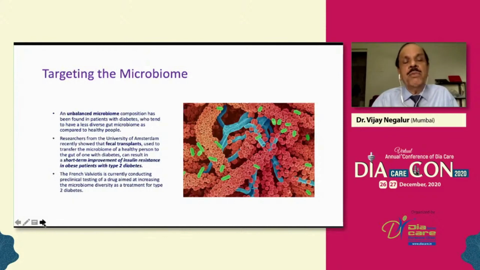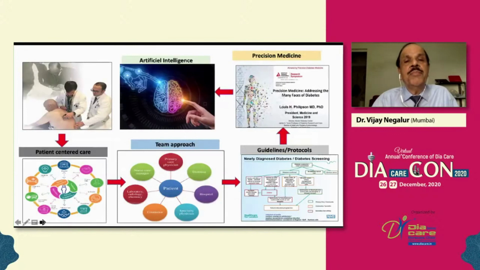The microbiome has also come in a big way. The unbalanced microbiome is responsible for the change in the microflora in the intestine. Fecal transplants have been shown to improve insulin resistance. Some Chinese studies looked at it, and there's a French study which is now looking at increasing microbiome diversity to improve type 2 diabetes. So it's again a new feather in the cap. This is the later development that we see.